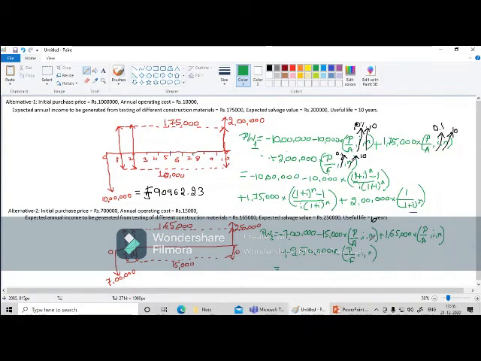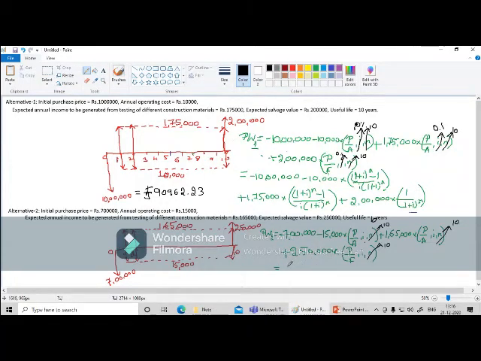The interest rate given here is 10%. This 15,000 is for how many years? It is for 10 years. The 1,65,000 is for how many years? 10 years. So the value of N is 10. The 2,50,000 is for how many years? Again, it is for 10 years. So remember always one thing. Now I have converted this cash flow.